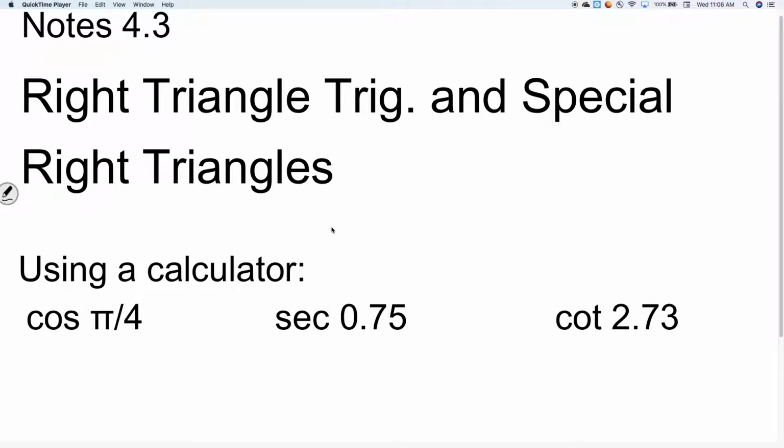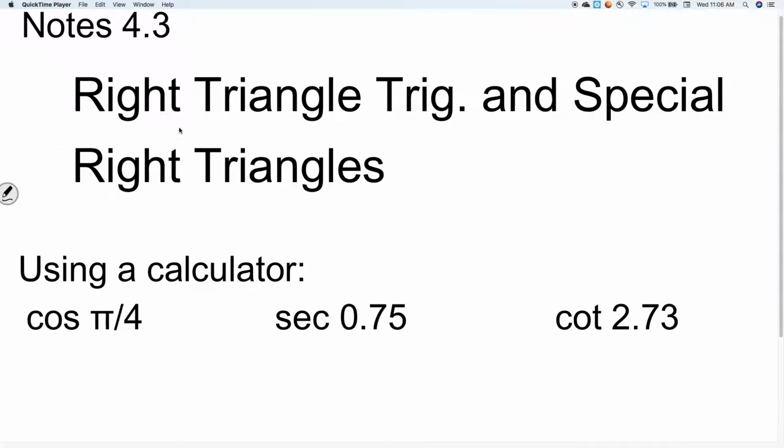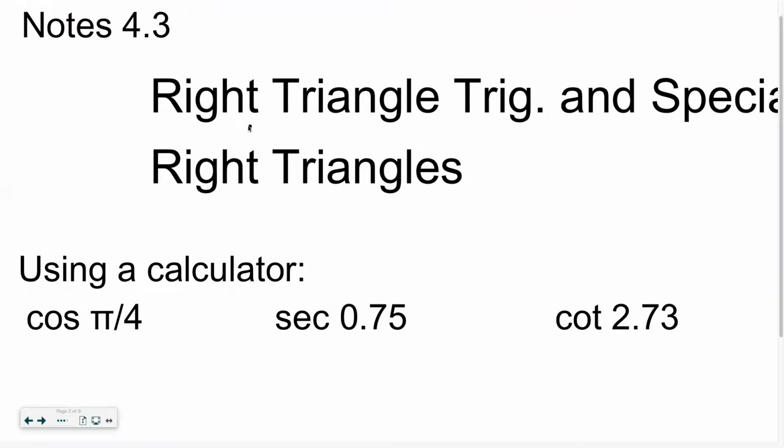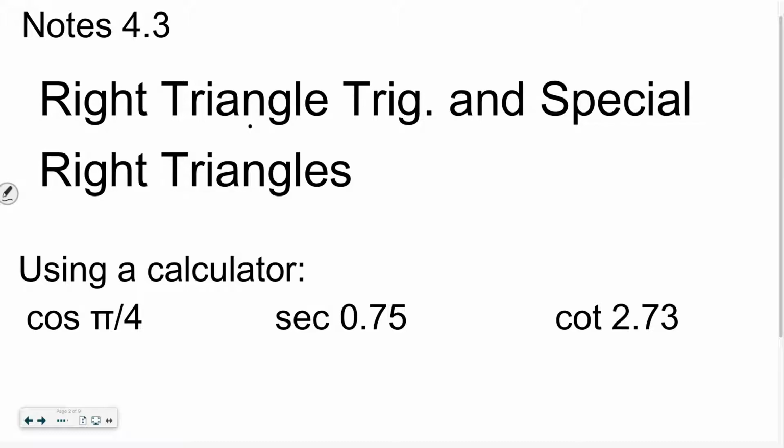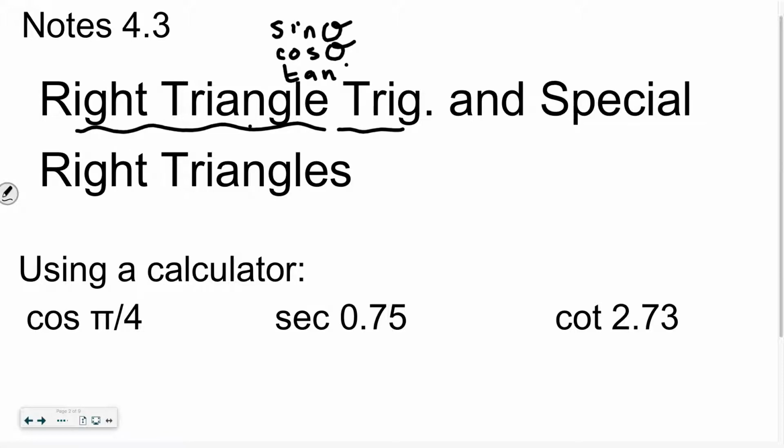Things that we're going to be reviewing here in this section 4.3. One of them is right triangle trig. What we mean by right triangle trig is those are the things like sine, cosine, tangent, and do you remember the other three you learned in Algebra 2? Cosecant, secant, cotangent. Very good. Cosecant, secant, and cotangent. Okay, so those are your right triangle trigs.